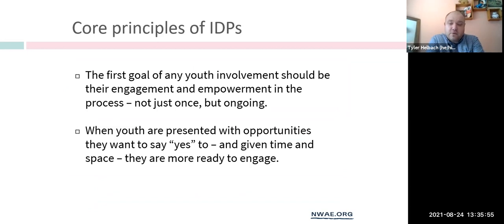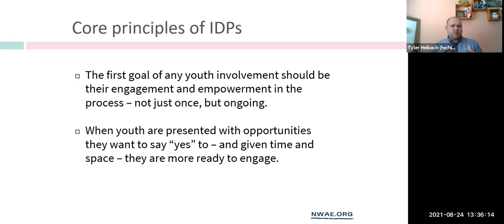So a couple of core principles about our in-depth profiles, and then we'll talk more about the expansion or the pilot work through the Family Finding Initiative. One of our core beliefs is that the first goal of any youth involvement should be their engagement and empowerment in the process, and not just once, but ongoing.